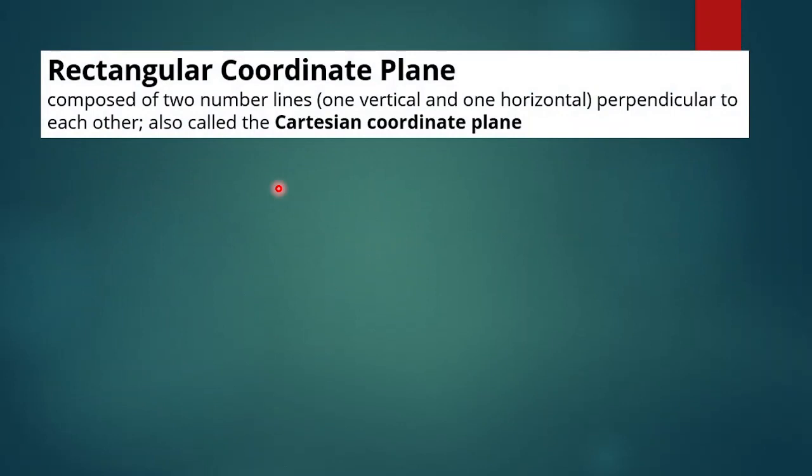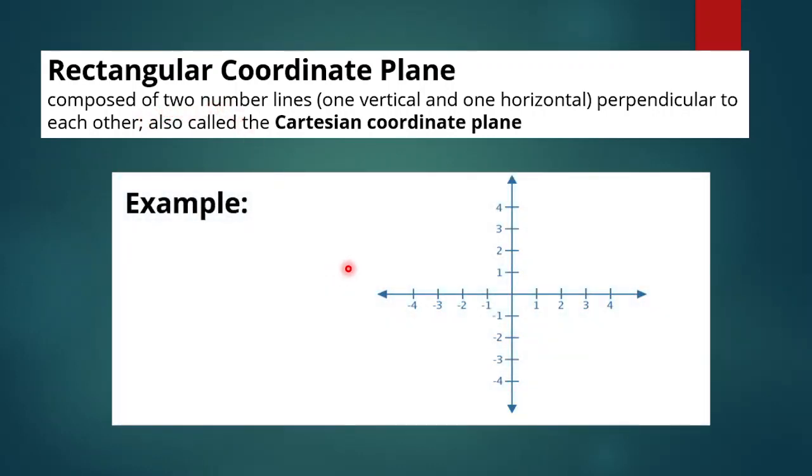Let's proceed with our main topic for this video, that is rectangular coordinate plane. Ano nga bang ibig sabihin ng rectangular coordinate plane? It is composed of two number lines, that is a horizontal and a vertical number line. So yung horizontal tsaka vertical number line, that is of course perpendicular to each other. Diba? Dapat naka 90 degrees. And another term for rectangular coordinate plane is Cartesian plane. So this is the rectangular coordinate plane. Okay? Let's proceed with the next one.